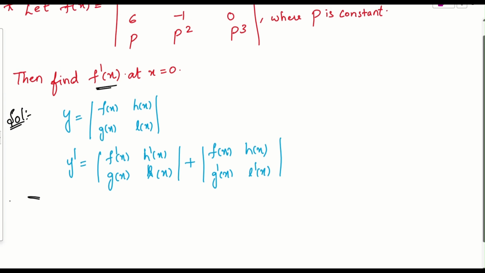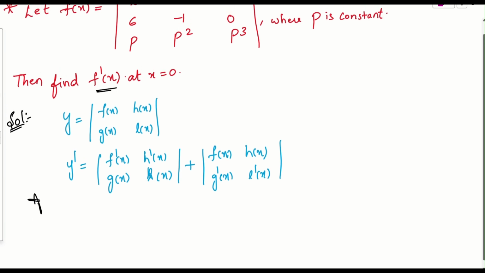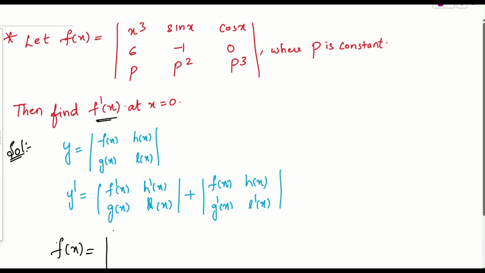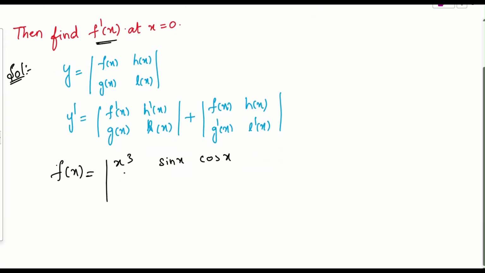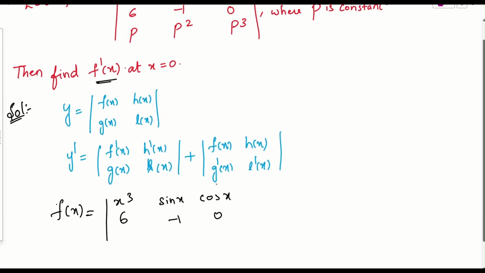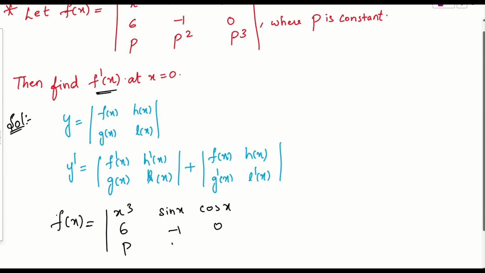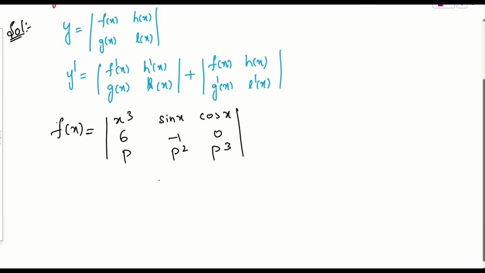What is our f of x? Is it okay? Yeah. If you look into the problem, what is our f of x here? Let me write it down. We have f of x, that is nothing but the determinant of, let us take x cube, sine x, and cos x, and this will be 6, minus 1, 0, and this will be p, p square and p cube. Check carefully. P is what? P is a constant. Agree?